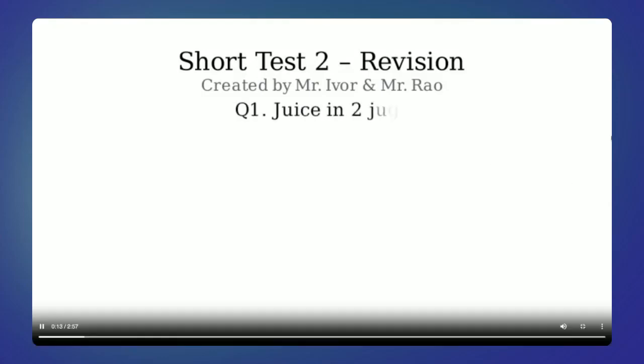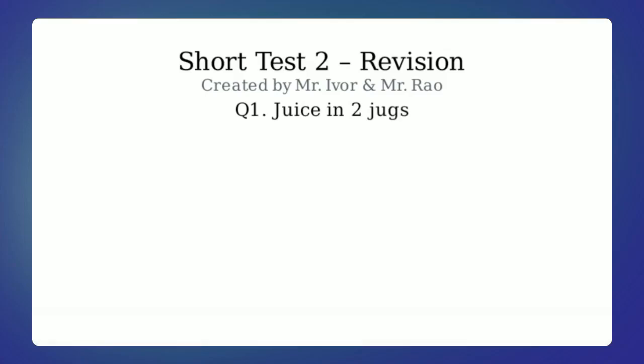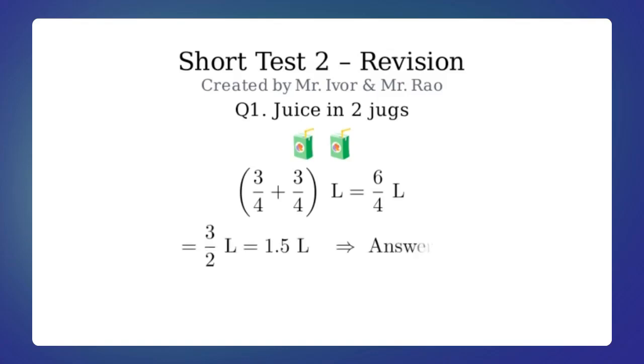Question 1. A jug contains 3/4 of a liter of juice. How much juice is in 2 such jugs? Let's visualize 2 jugs. Add the amounts. 3/4 plus 3/4 equals 6/4. 6/4 simplifies to 3/2, which is 1.5 liters. So the correct option is C.